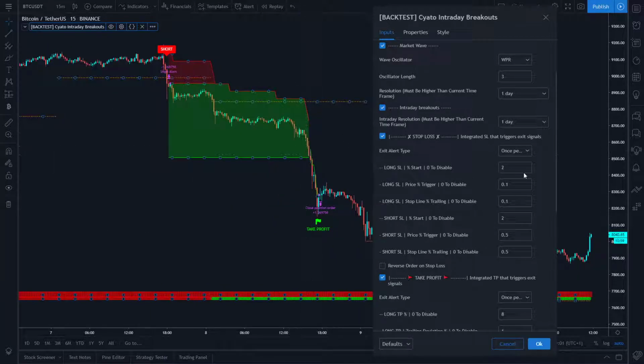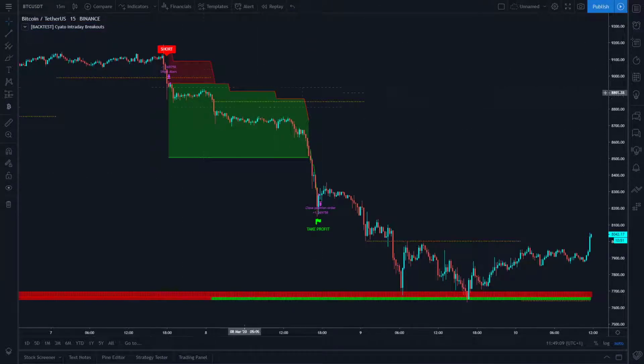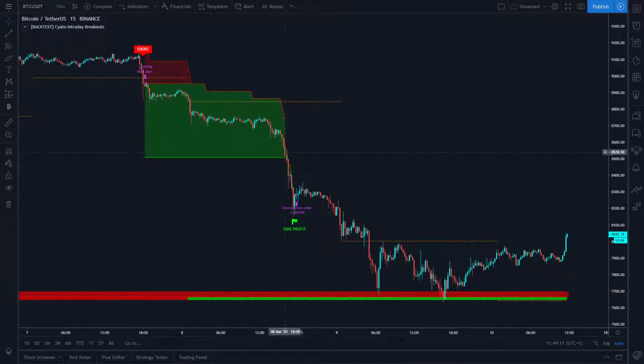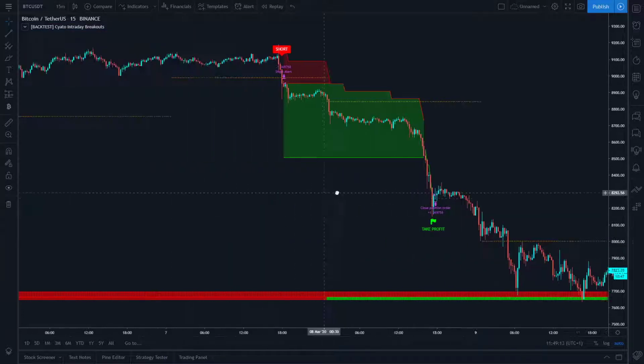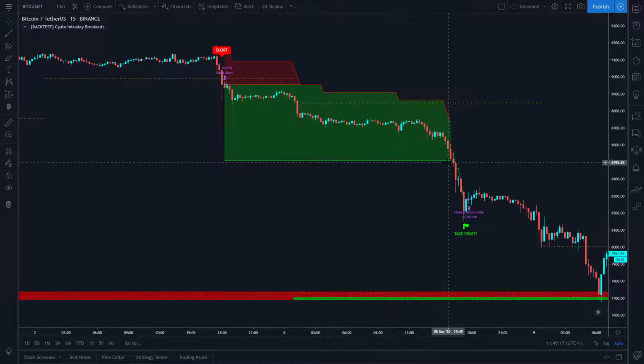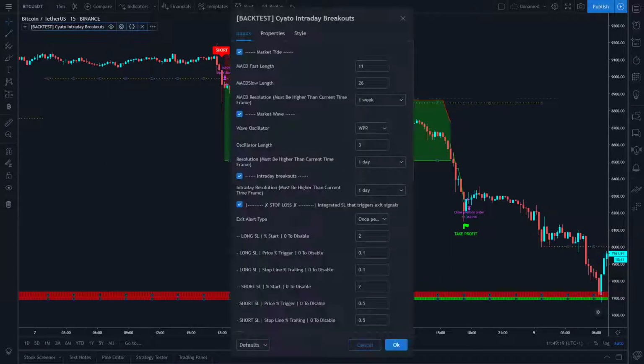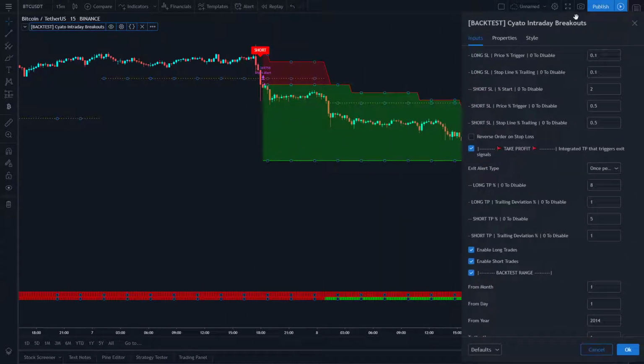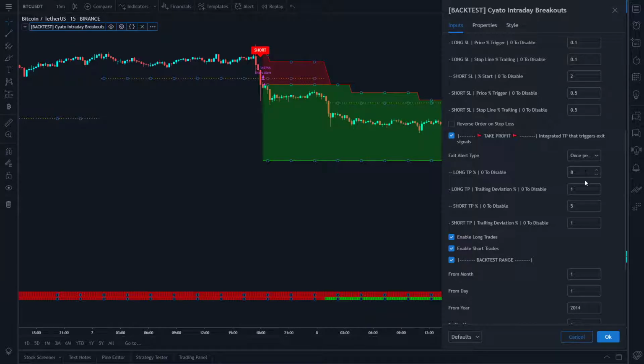So we can see that we start with a 2% stop loss, and we add the trailing system to make the trailing stop follow the price when it goes in the right direction. And as you can see, we also got a take profit. And so we got a take profit section here in the settings. For example, with short trades we set it to 5%.